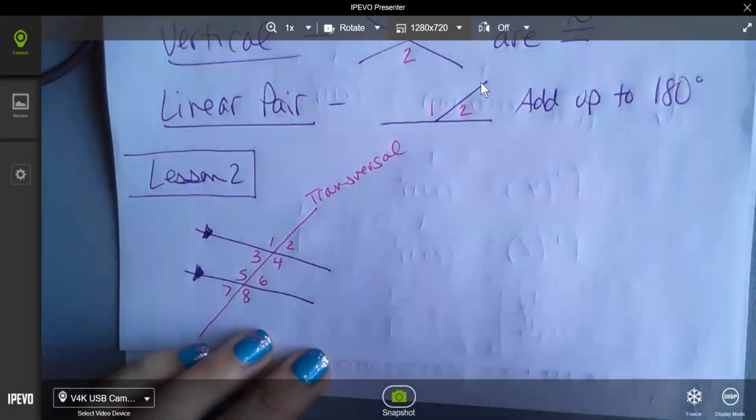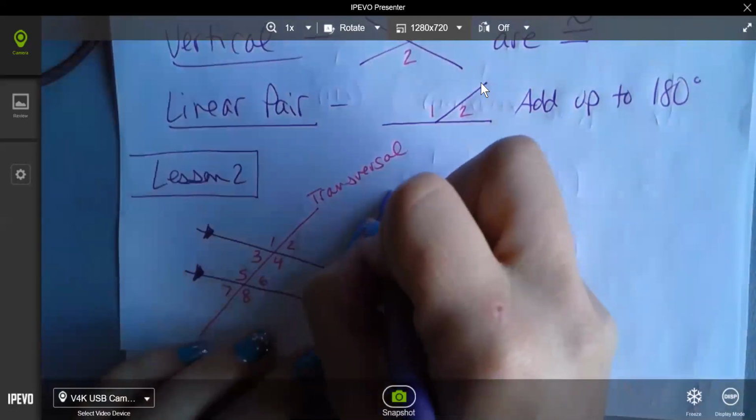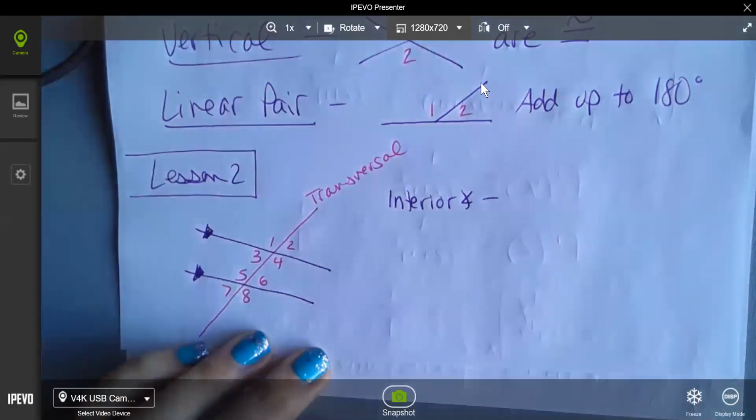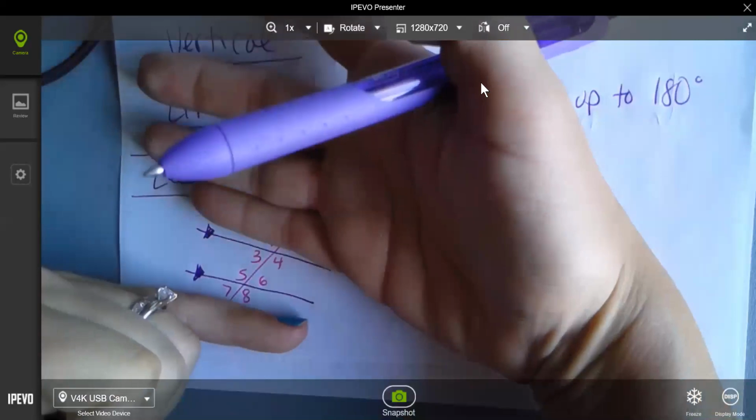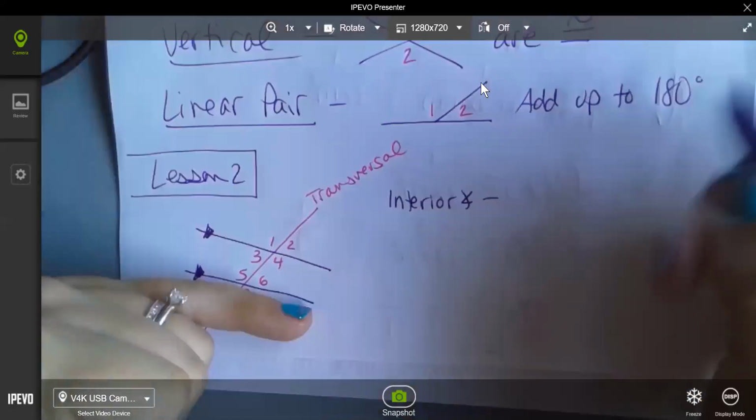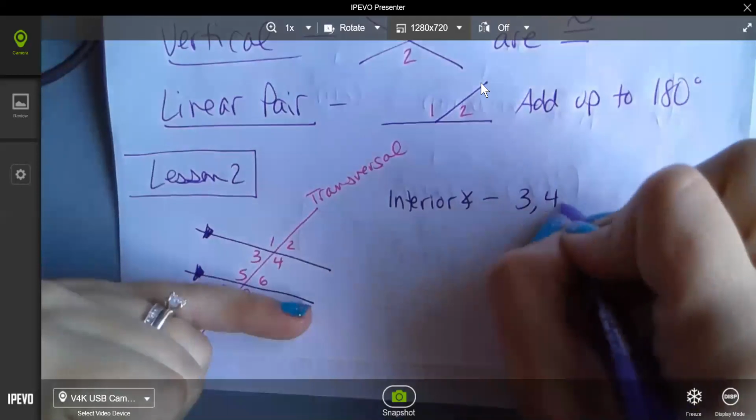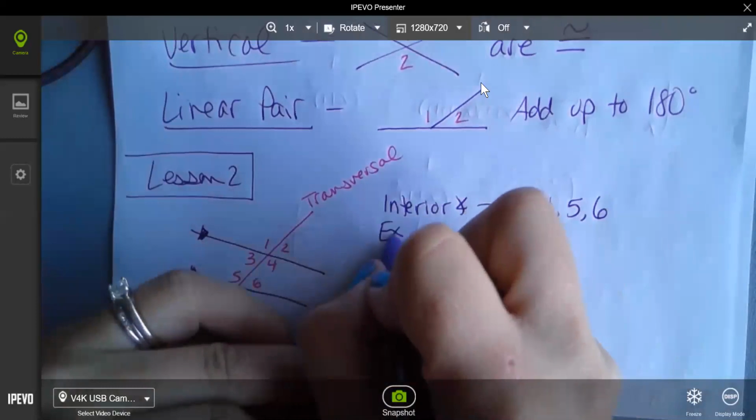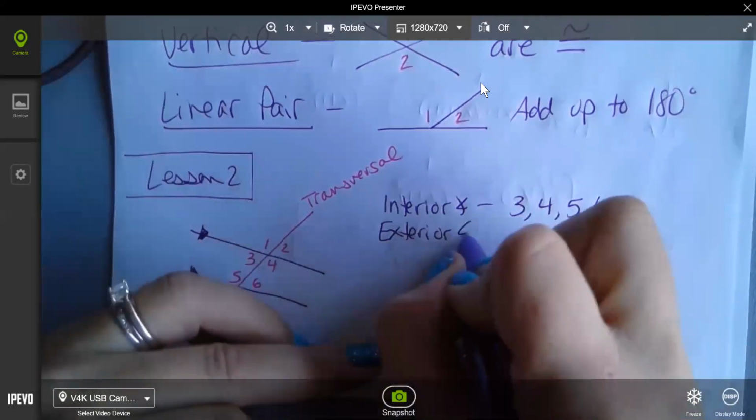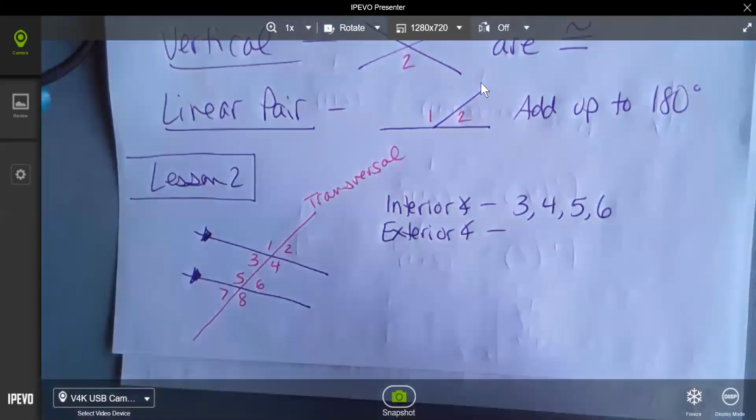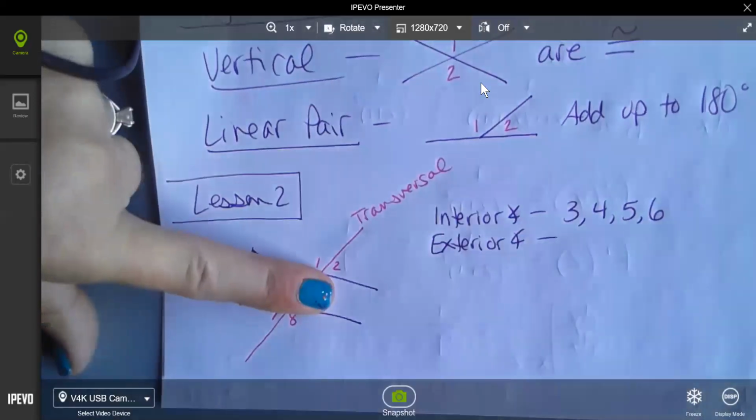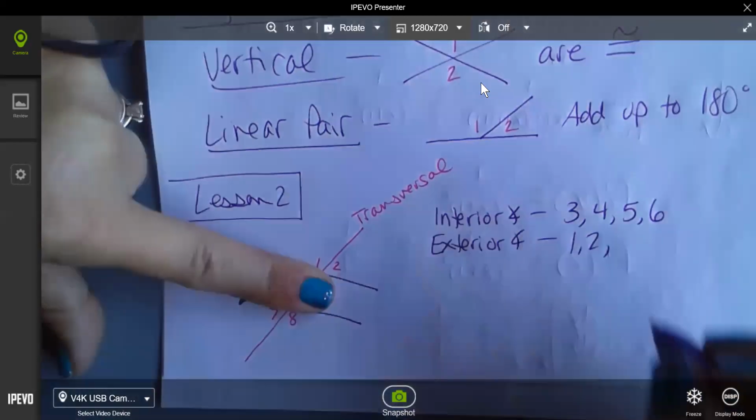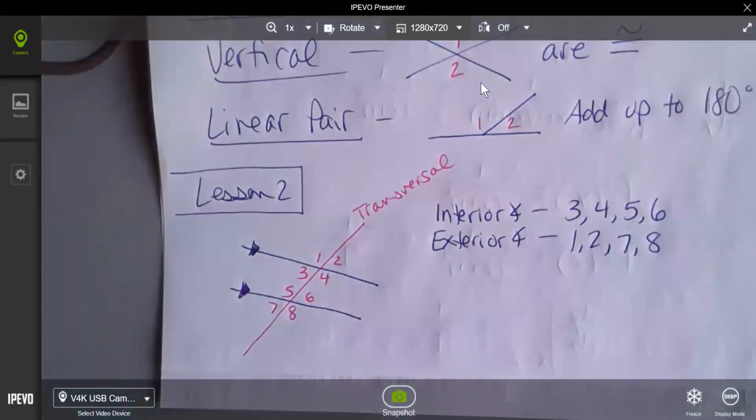So we learned about some different angle pairings. We learned about interior angles. Interior angles are on the inside of the parallel lines. So that would be angles 3, 4, 5, and 6. We learned about exterior angles. Those ones are located outside of the parallel lines. So that would be on top, numbers 1 and 2, and then on the bottom, 7 and 8.